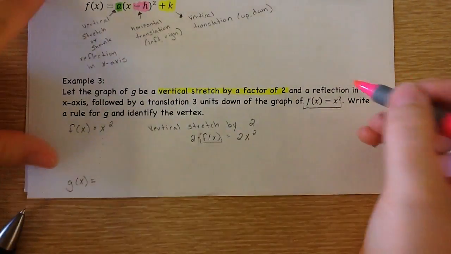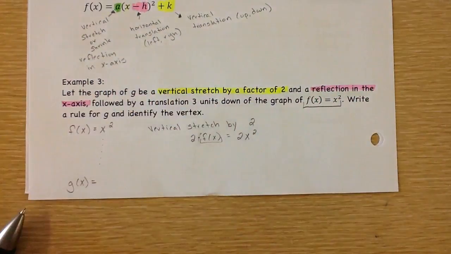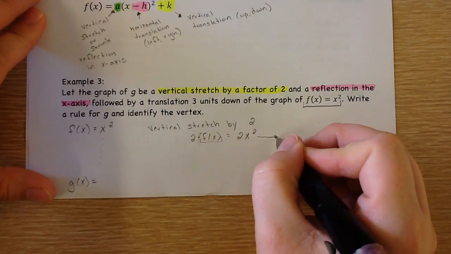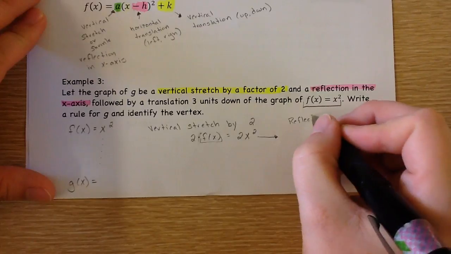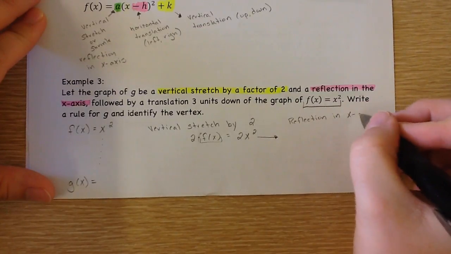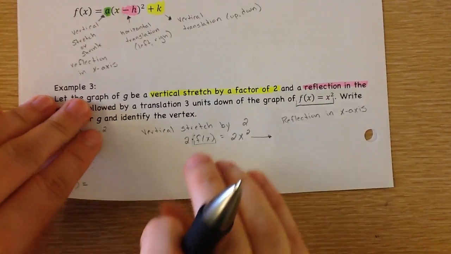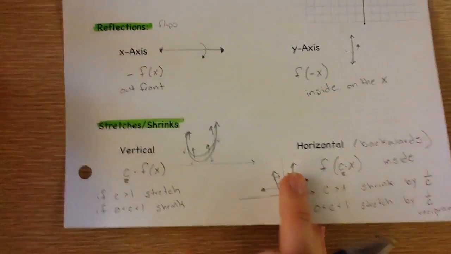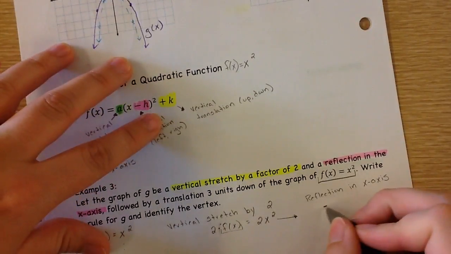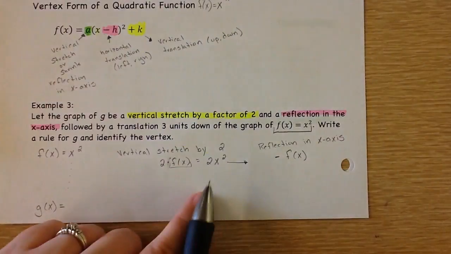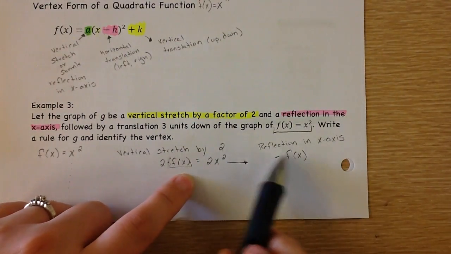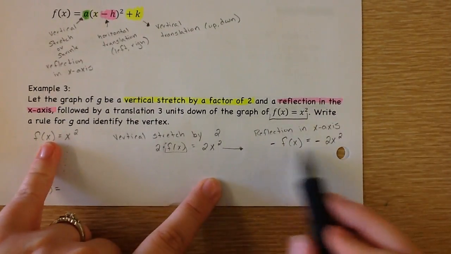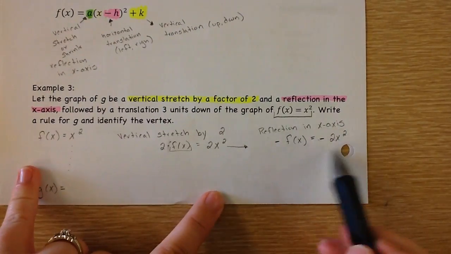Okay, next step. Now we want to do a reflection in the x-axis. So what does a reflection in the x-axis do? We're going to take this function and change it again. A reflection in the x-axis puts a negative out in front. So I want to put a negative in front of my f of x. But again, this is my new f of x now, so we want to put a negative out in front of that. So that's going to be negative 2x to the second. There's my reflection in the x-axis. So there's my new function we're working with now.